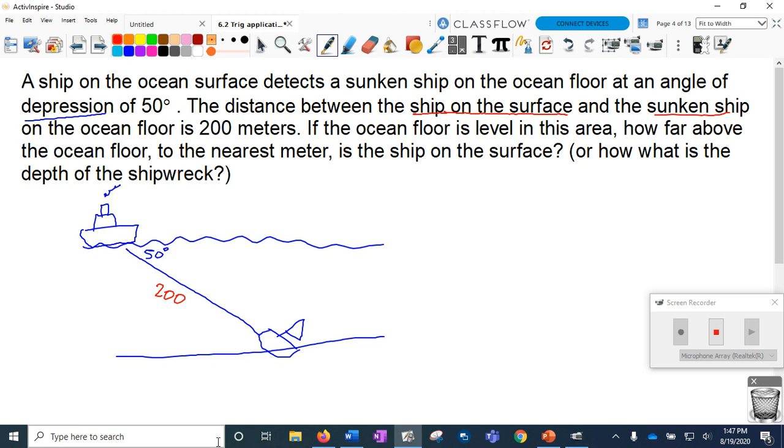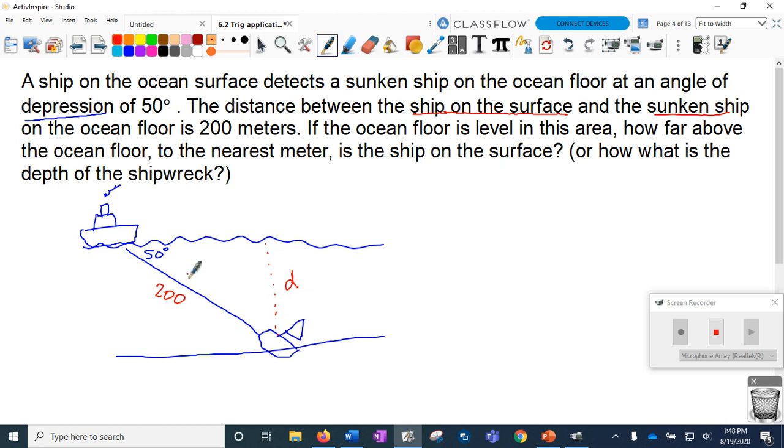If the ocean floor is level in this area, how far above the ocean floor to the nearest meter is the ship on the surface? In other words, what's the depth of the shipwreck? This is the value that we need to go find.